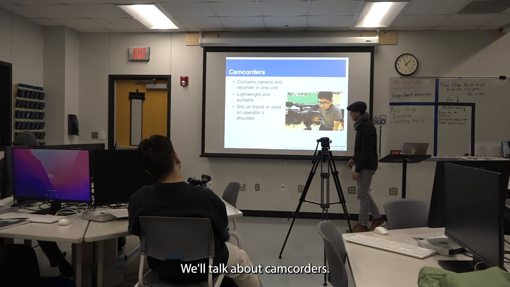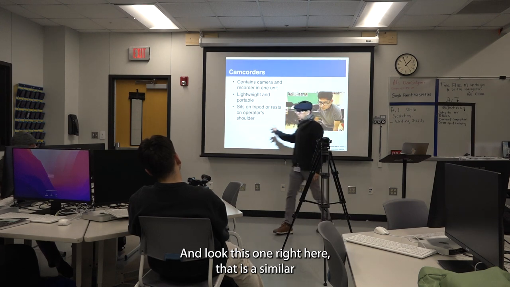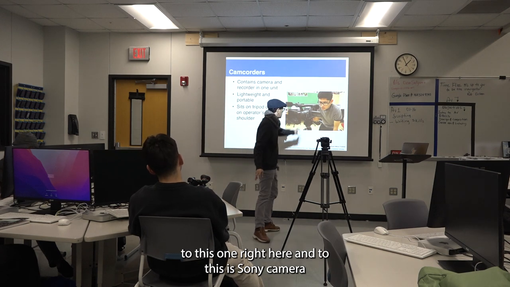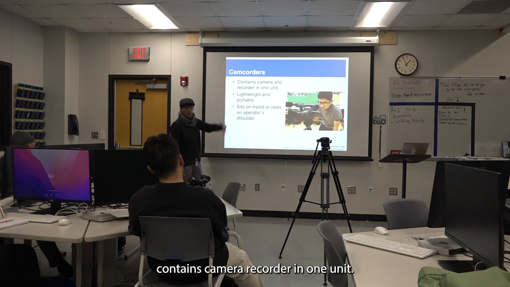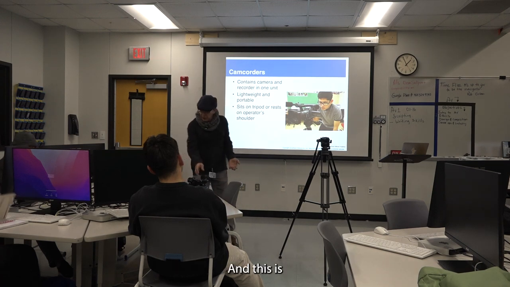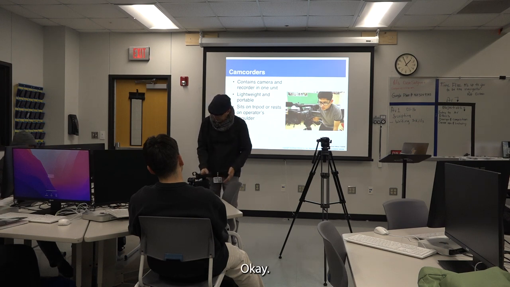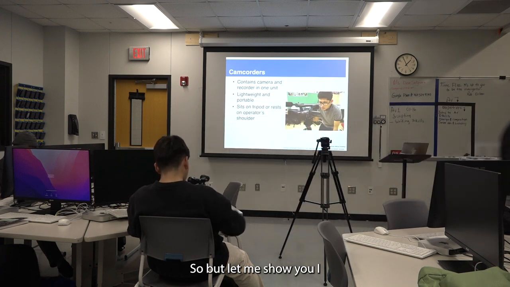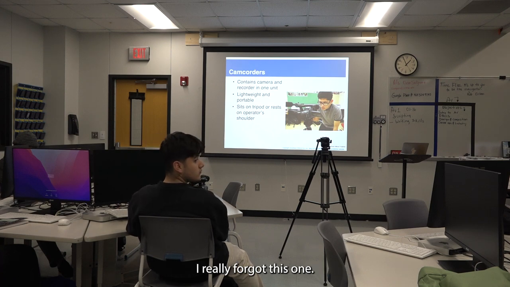Camcorders, we'll talk about camcorders. And look, this one right here is similar to this one right here. This is a Sony camera that contains camera and recorder in one unit. And this is one camera. Corder means recorder, okay? But let me show you what actually a convertible camera is. I really forgot this one.